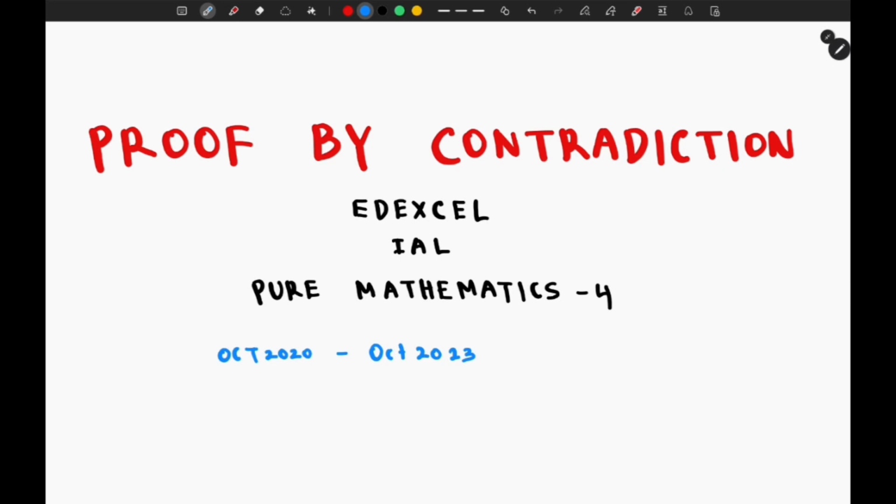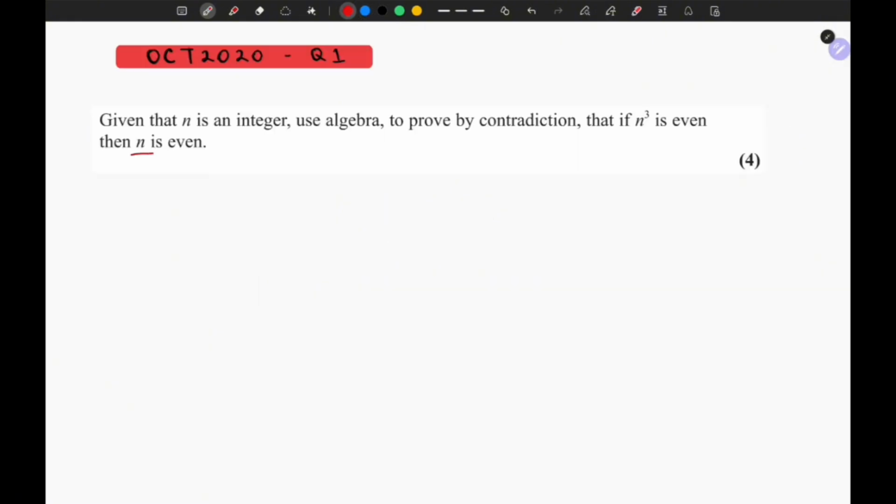And so proof by contradiction is, first of all, we need to assume the opposite of the statement. So the base value is n. If n is even, n cube is even. This is the statement, so we need to assume the opposite of this statement. You need to write this: assume n is odd, so n cube will be even.